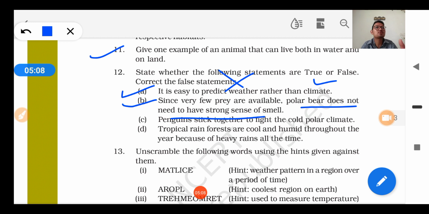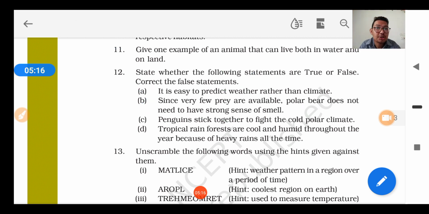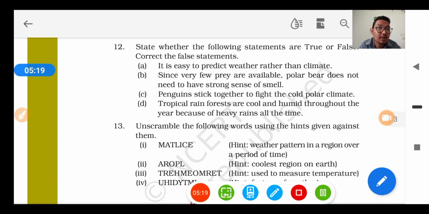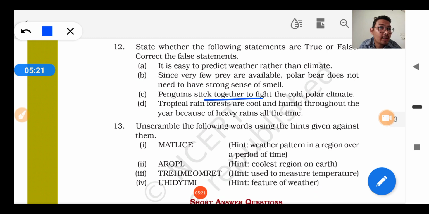It needs to have a strong sense of smell. This is again false, because if the prey are less, then it becomes more important to have a strong sense of smell. Okay, so question number 12, part C. Penguins stick together to fight the cold polar climate. Yes, this is correct, and this process is called huddling.